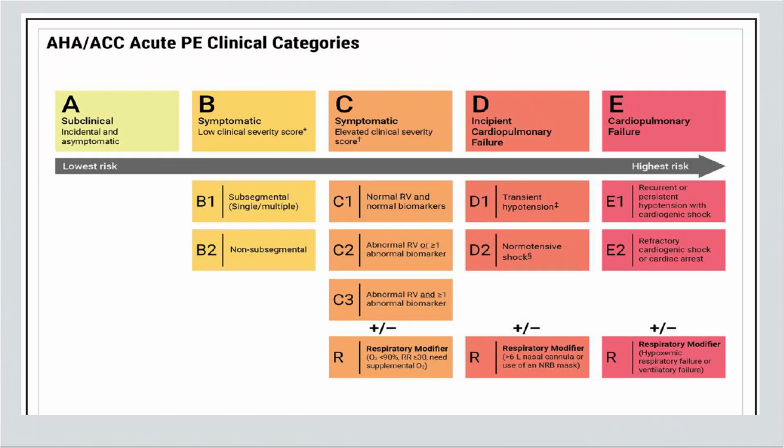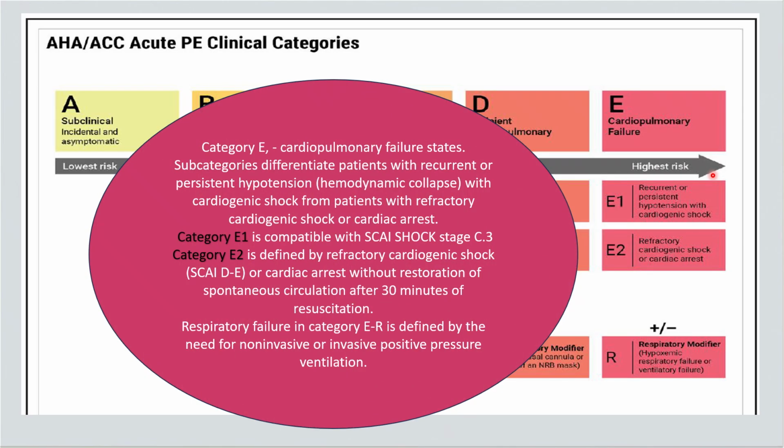Then coming over to E. So E basically the patient has landed up in cardiopulmonary failure. It is further categorized as E1 and E2. E1 is the patient having recurrent or persistent hypotension along with cardiogenic shock. E2 is refractory cardiogenic shock or cardiac arrest where the patient is not restored back. There is no restoration of spontaneous circulation even after 30 minutes of CPR. And here the respiratory modifier criteria is to be involved if the patient is having need of some form of ventilation, either non-invasive or invasive.